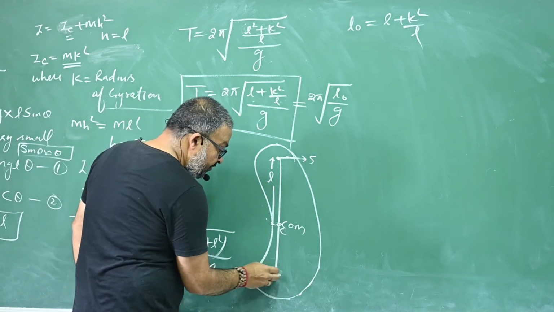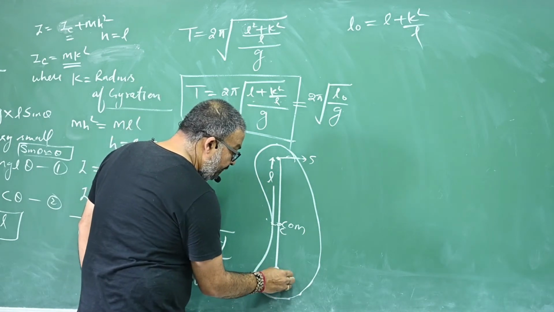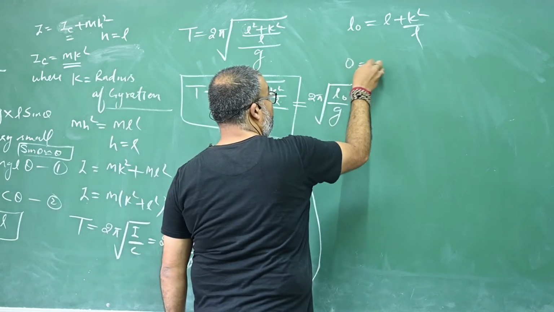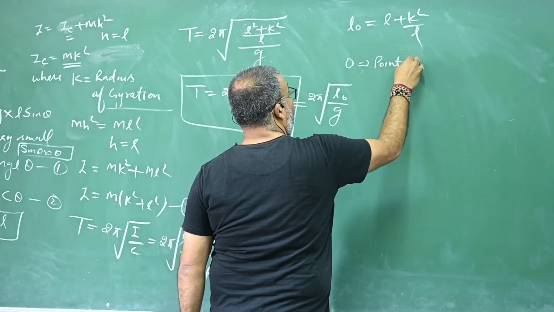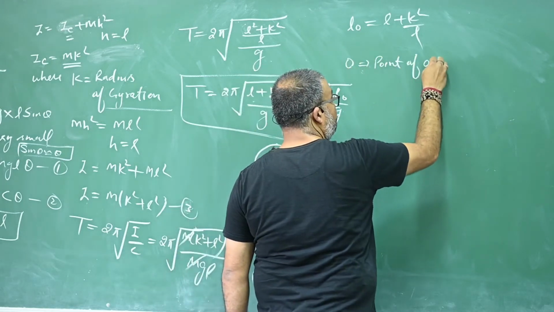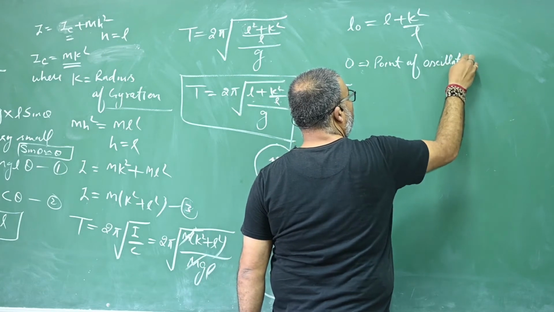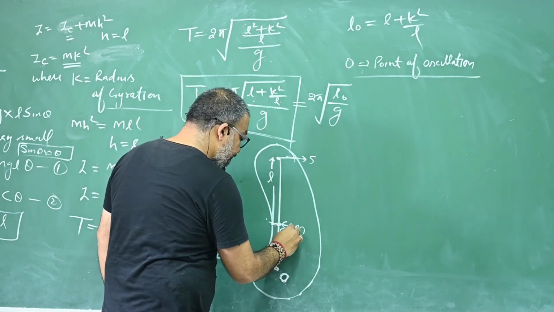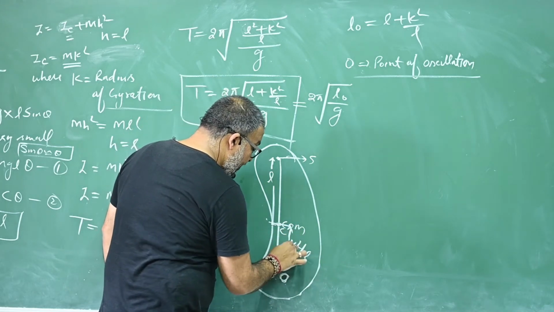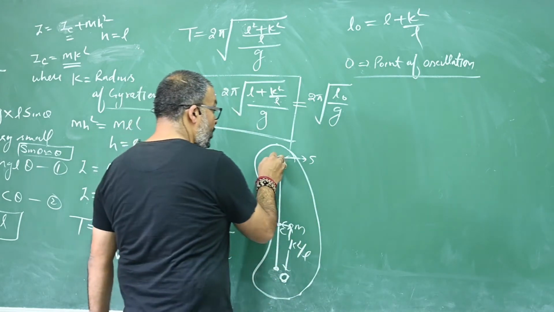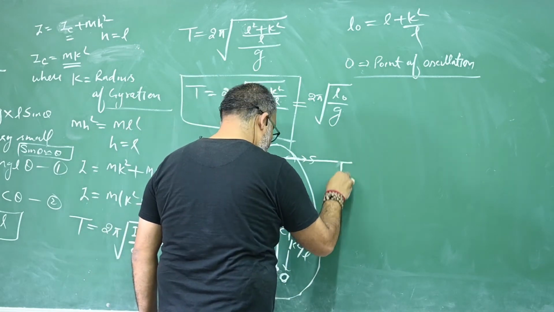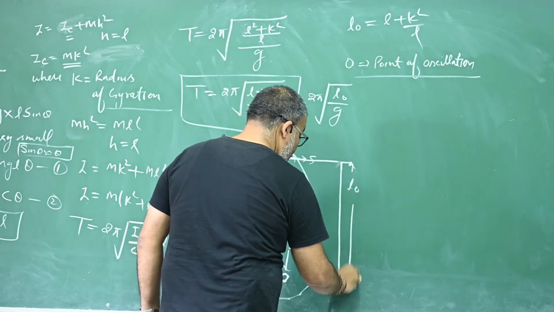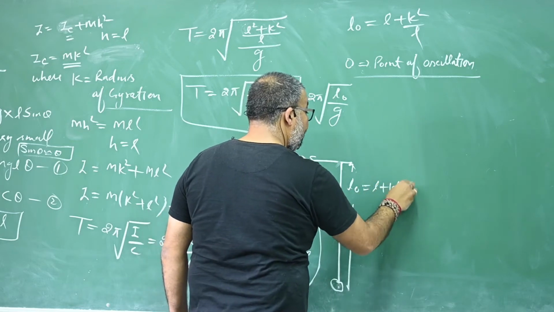So if this point O is the point of suspension, then this is the point of oscillation. This is the point of oscillation, right? And this distance is how much? K square by L, right? That means this is a simple pendulum of length L naught, which is equal to L plus K square by L.